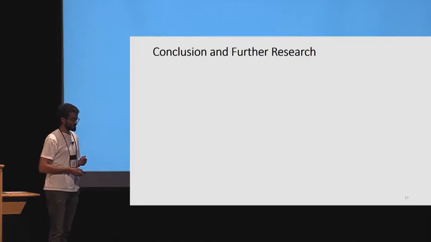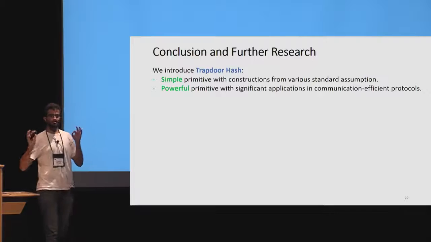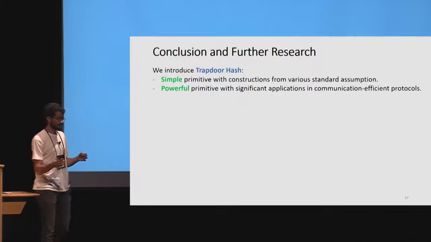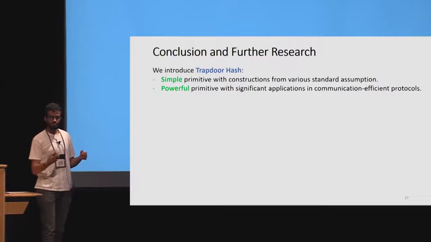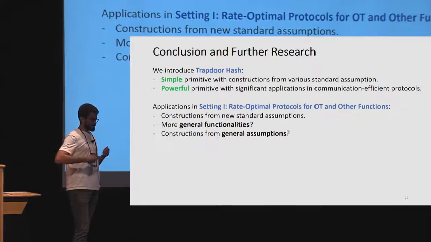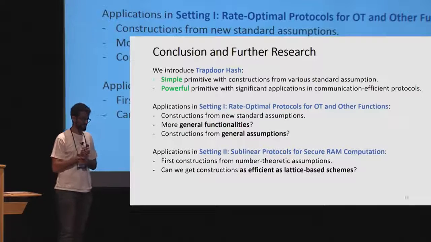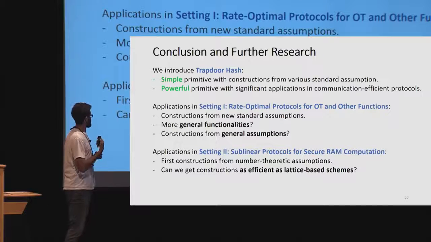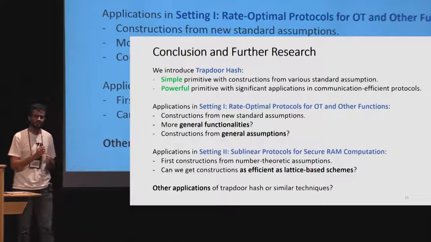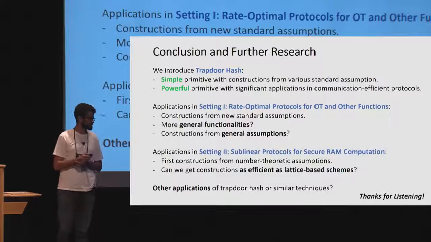Okay, so with the time I have left, I'm just going to give you some open questions. So again, to conclude, we introduced this new primitive. It's very simple and easy to realize using many standard assumptions. But on the other hand, it's super powerful. We get lots of new stuff we couldn't get before. And so we showed applications in two scenarios. And one can ask lots of interesting questions. And I think the more important question we can ask is whether these techniques and this primitive can be used to get other stuff. Yes, thanks for listening.